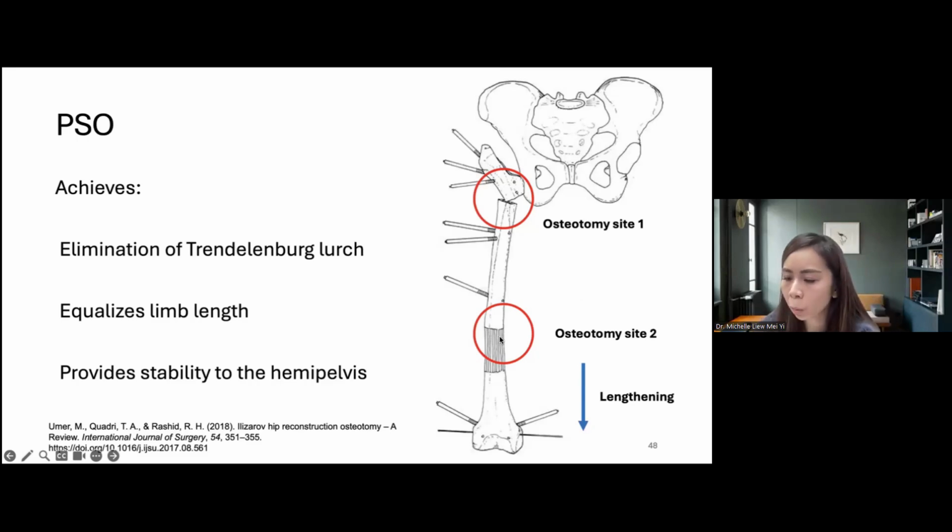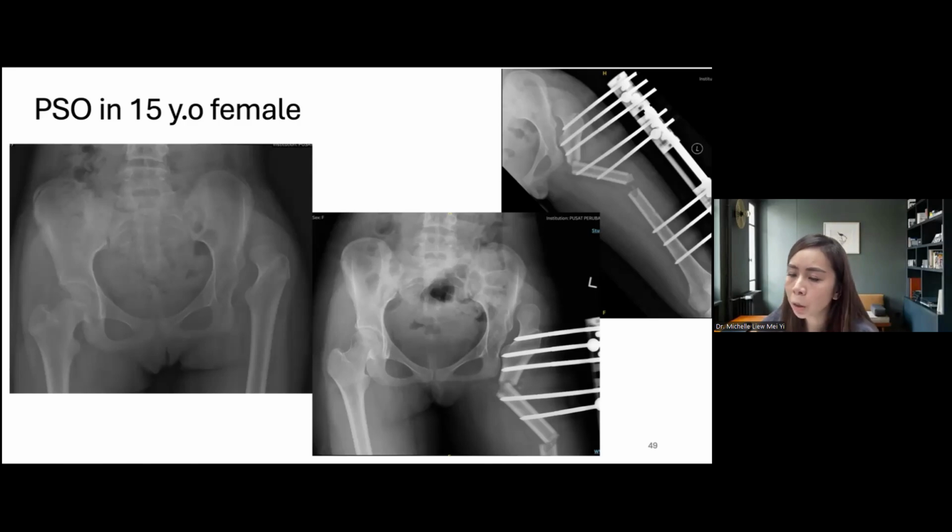So what this achieves is that you would be able to eliminate a Trendelenburg gait. You can equalize a limb length discrepancy. You can provide stability to the hemipelvis, all in the hope of giving rise to a more energy efficient gait for the patient. So this is an example of a PSO we performed on a 15-year-old female patient with neglected DDH for about 10 years.